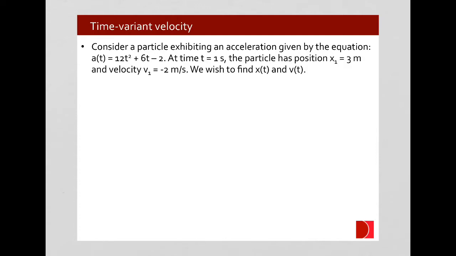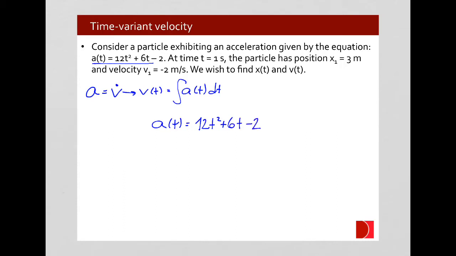We said that the acceleration is the time derivative of the velocity, and so the velocity will be the antiderivative of the acceleration as a function of time. And so we'll see here if our acceleration is given as a polynomial expression, then our velocity can be found by taking the antiderivative of each piece.